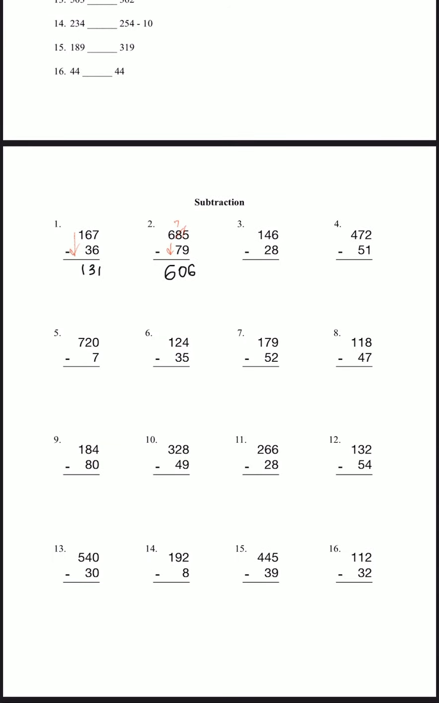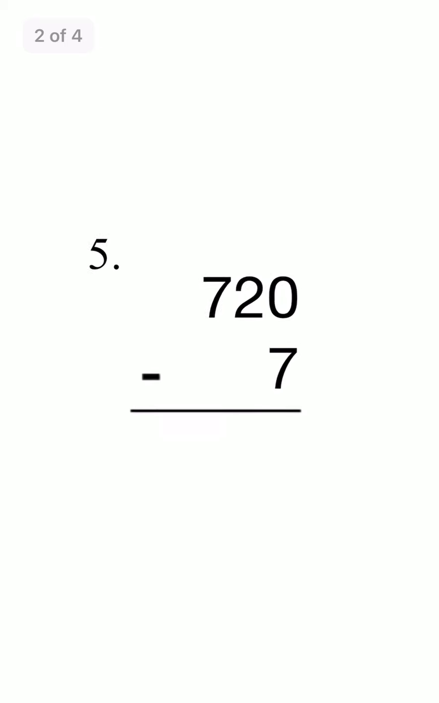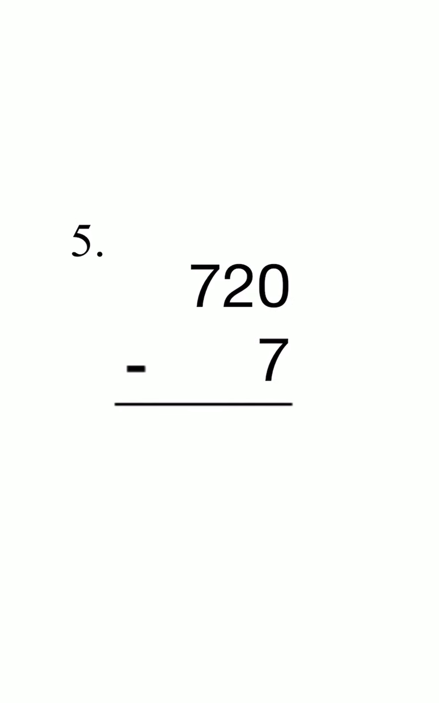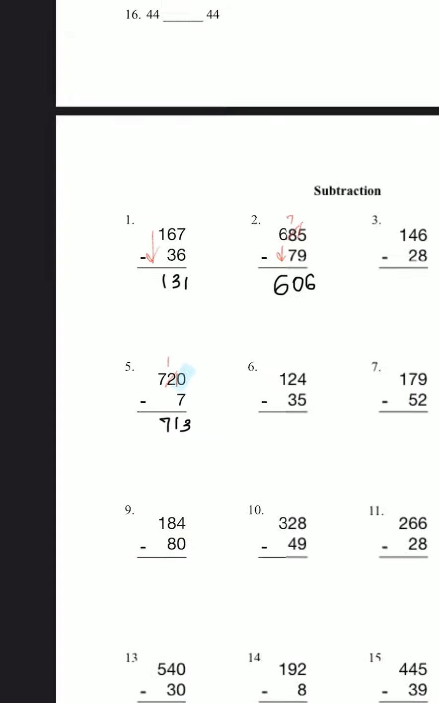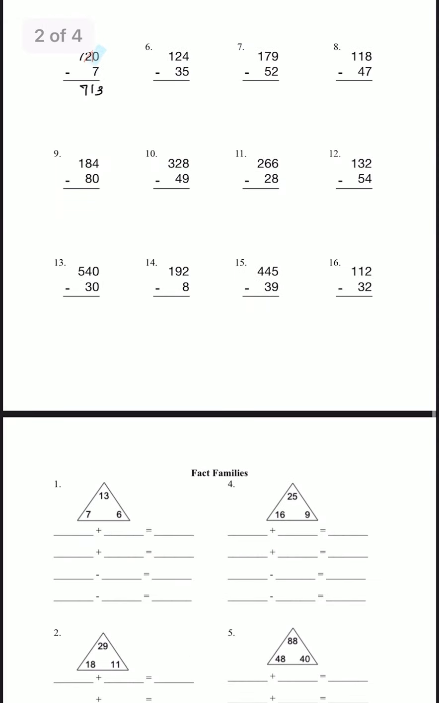Now let's try number 5. Number 5, we have 720 minus 7, so we cannot subtract 7 from 0, so take 1 from the tens and think of that as a 10. So 10 minus 7 is 3. The 1 comes down, and the 7 comes down. So we have 713.